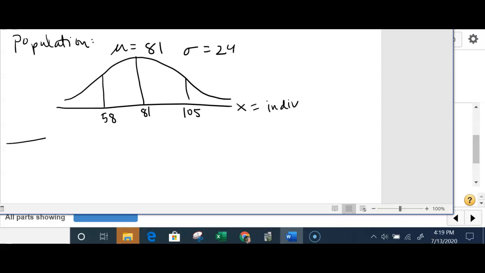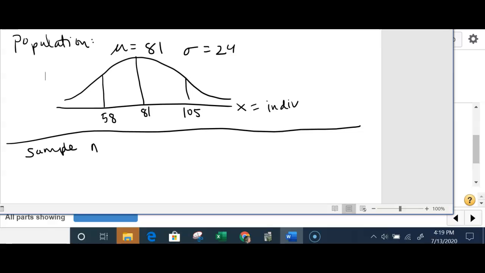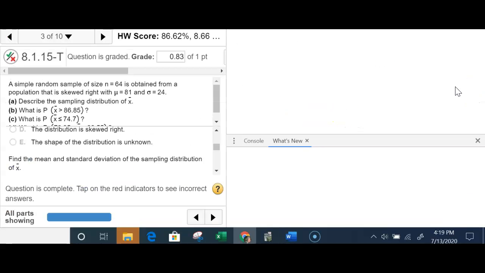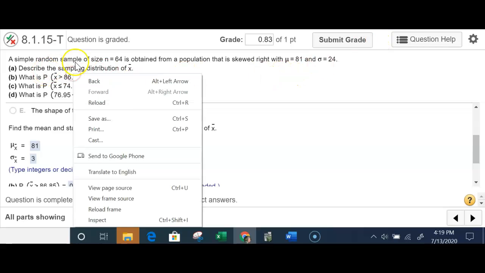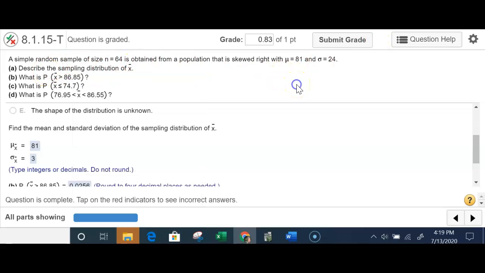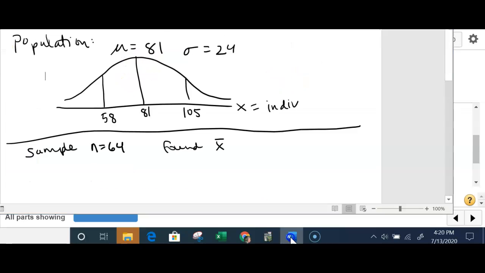Then we went through and we took a sample of size 64, and then we found the mean of that sample. Okay, so coming back here, we are now going to have a distribution, because if we took a different sample of 64, we would probably get a different sample mean. So there's going to be a sampling distribution for this sample mean x bar.